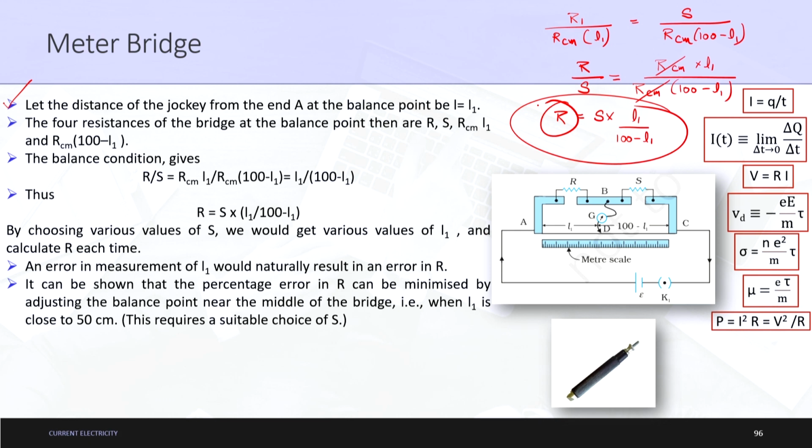Next, by choosing various values of S, we would get various values of L1 and calculate R each time, quite evident. An error in measurement of L1 would naturally result in an error in R, very easy, because if we got a different value for L1, 100 minus L1 will also change. Due to these two portions, the value of the ratio will change, and due to this ratio the value of resistance will change. So, an error in measurement of L1 would naturally result in an error in R.